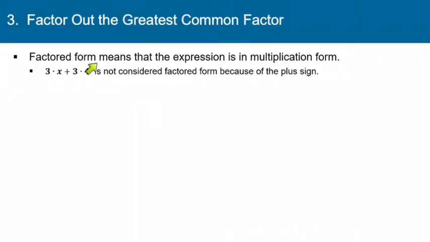So again, factored form means that the expression is now in a multiplication form. So for example, if we wrote our expression as 3 times x plus 3 times 4, that would not be considered factored because of the plus sign. What you need to have is factor times factor times factor.